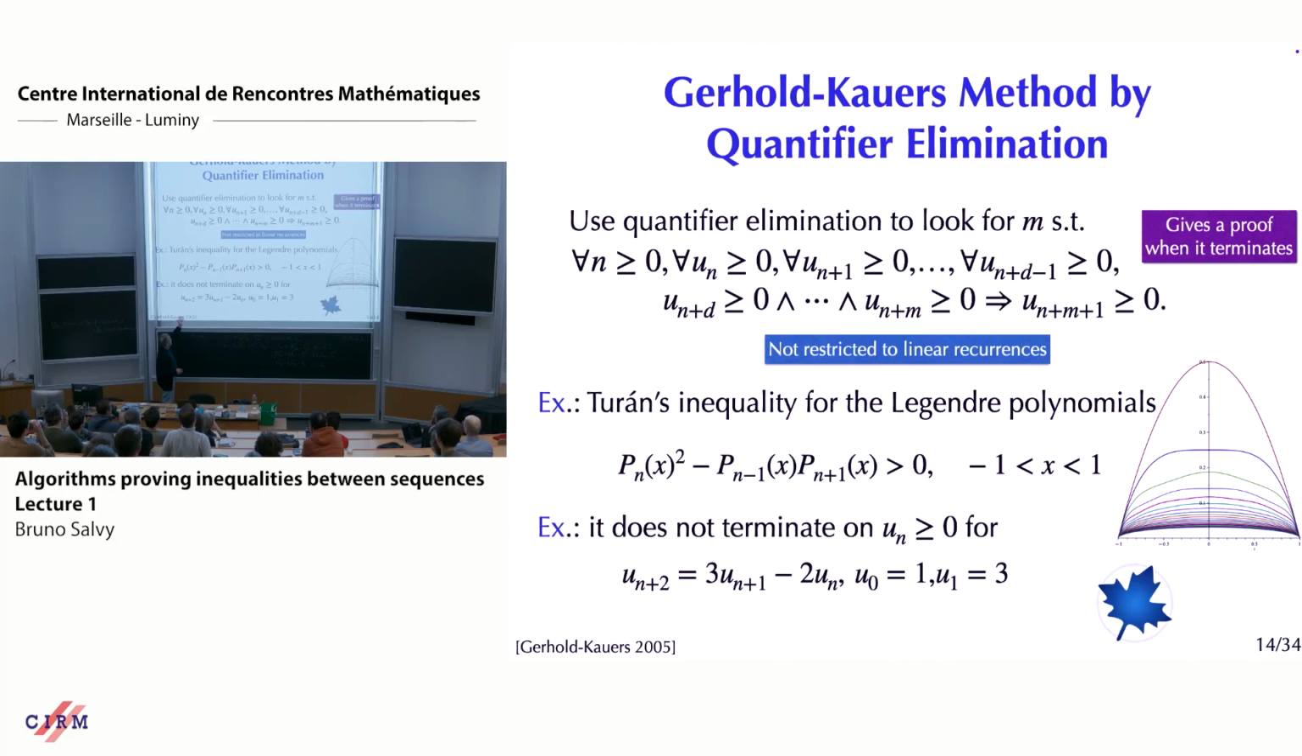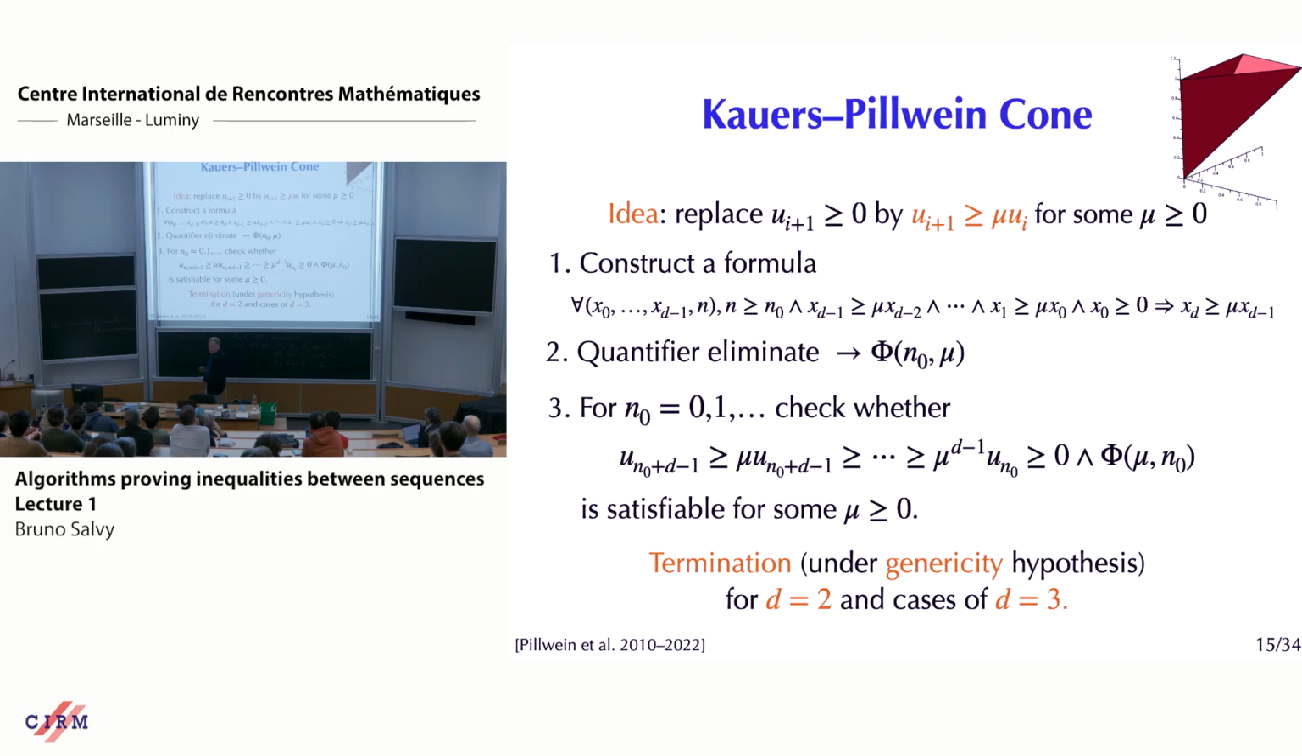It's a very simple example of a recurrence with constant coefficients. And for this, it runs forever, and it's not difficult to prove. And of course, they noticed this, Kauers, Gerhold, and Veronika Pillwein as well. And they found a way to avoid those difficulties, which is to add an extra hypothesis. So instead of just asking that the previous ones are positive, you ask that u_{i+1} is larger than mu u_i for some positive mu. So you give more constraints.